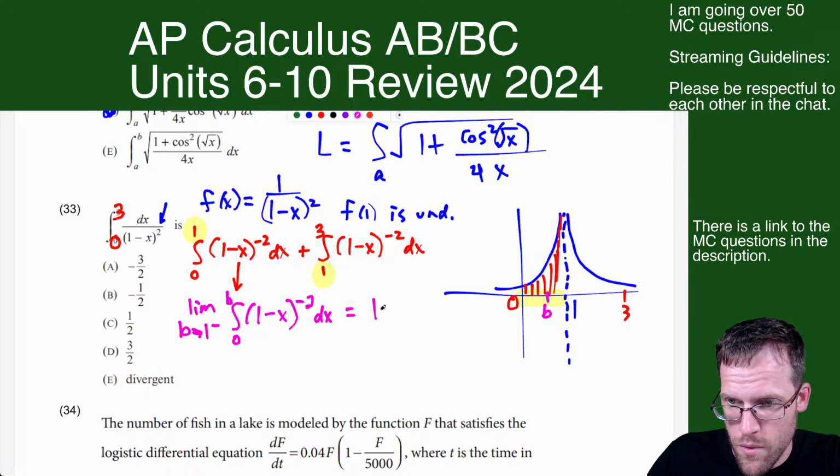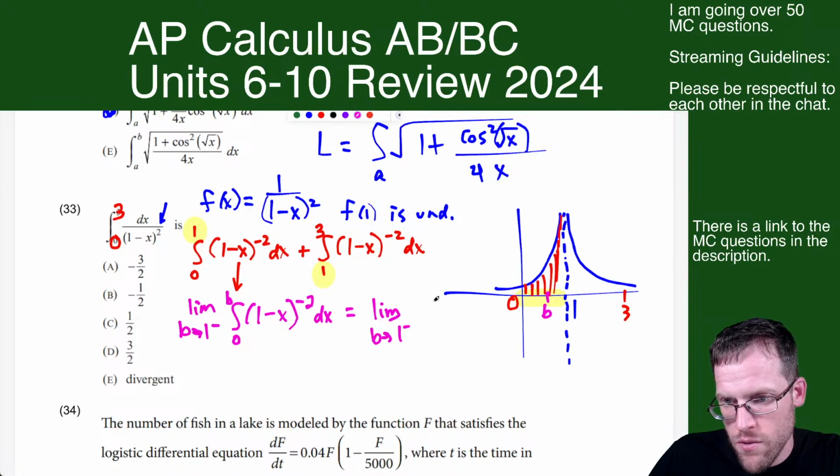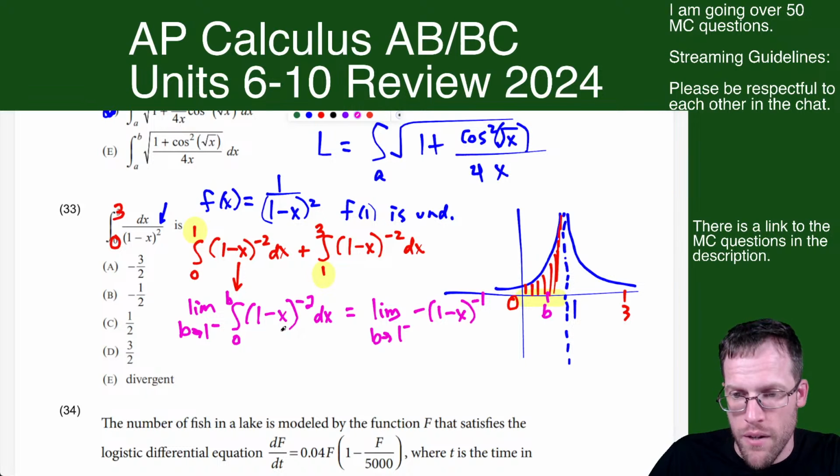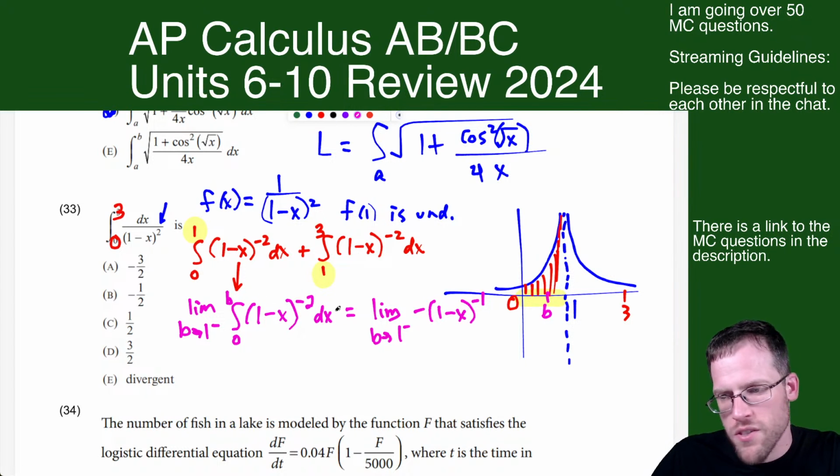So here we have the limit as b goes to 1 on the left. Now the antiderivative of (1 minus x) to the negative 2 is (1 minus x) to the negative 1. Then I divide by negative 1. I could do a u-sub, but for these questions I really don't want a u-sub. The derivative of the inside is negative 1, so I divide by negative 1 again, and I get this to be a plus. Okay, so that gets rid of it.